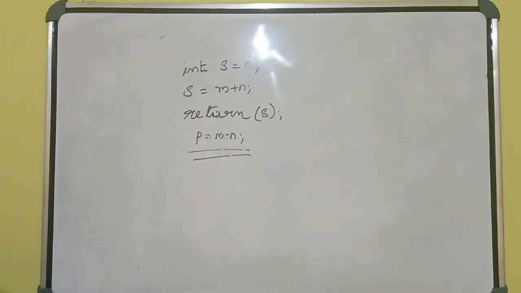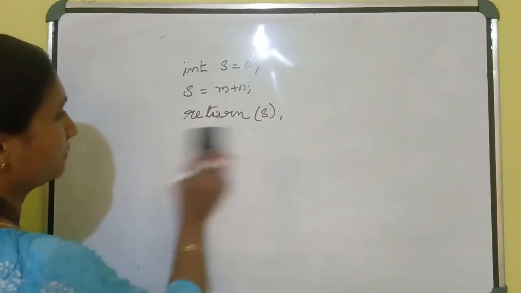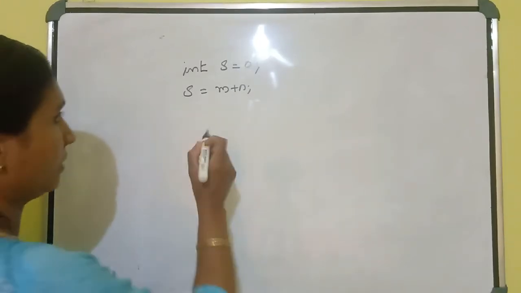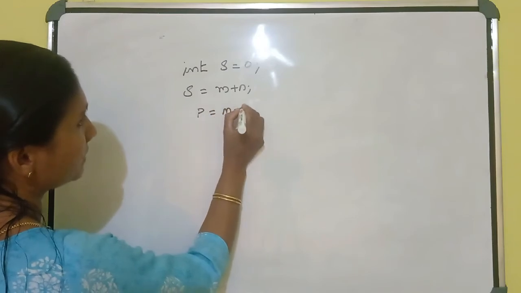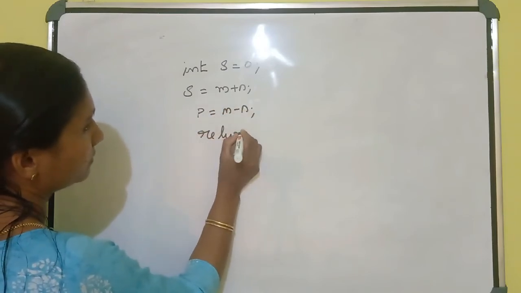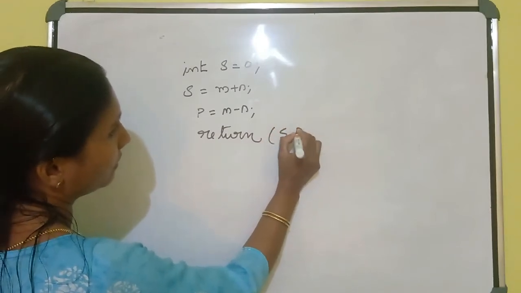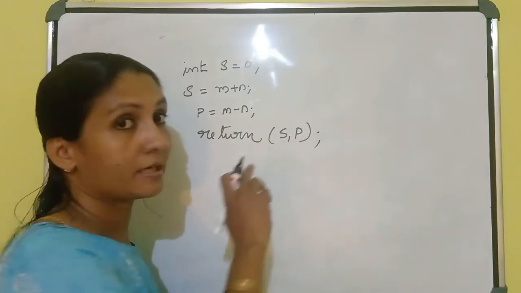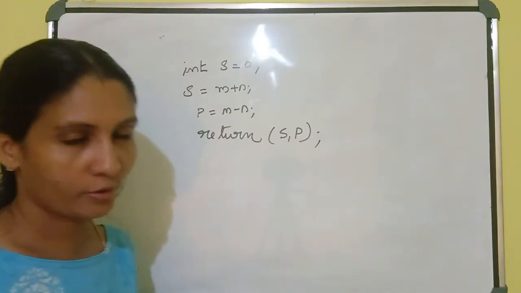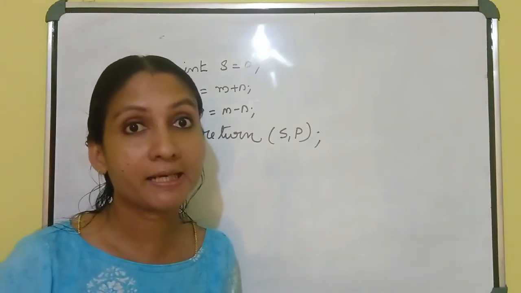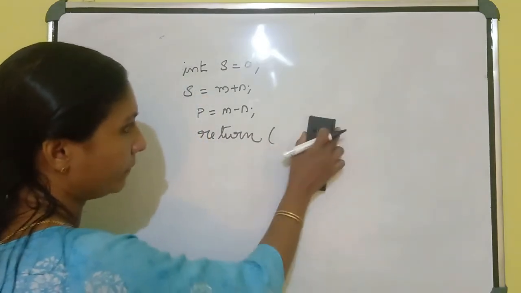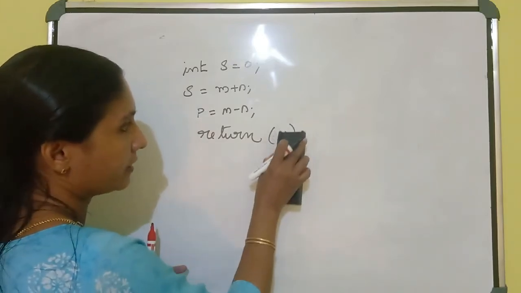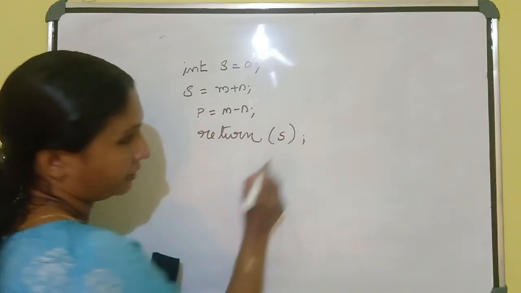And next one, if you are giving like this, p is equal to m minus n and return s comma p. Don't give more than one value with the return keyword. This is also wrong. You can give one value with a return keyword. You can give p here, or s here. At a time, any one value you can return.